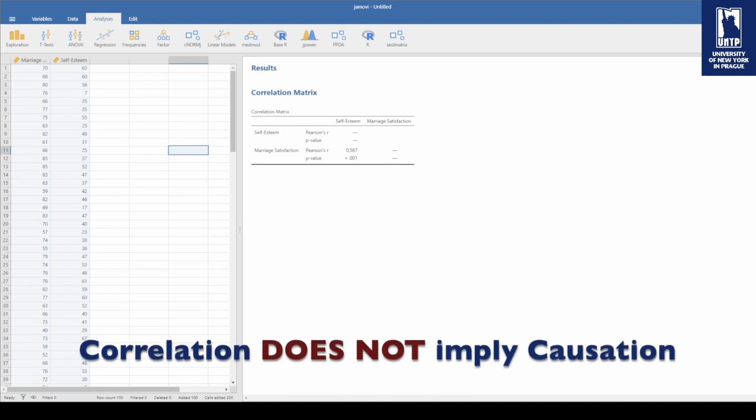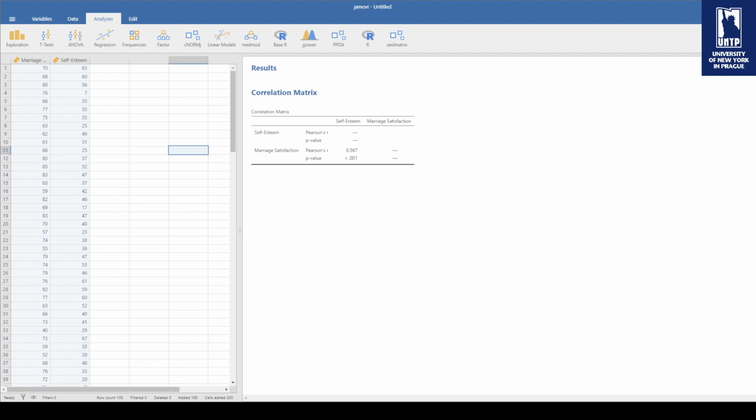Remember, correlation does not imply causation. I have to tell you one more time, it's not self-esteem causing marital satisfaction. No. The two are simply associated, related, correlated, comparable, going in the same direction or in the opposite direction, going hand in hand with each other, but they are not causing one or the other.